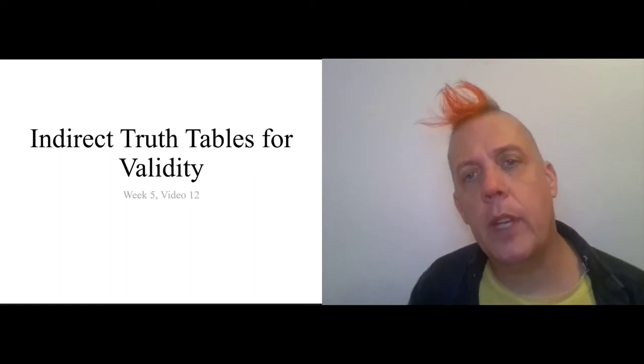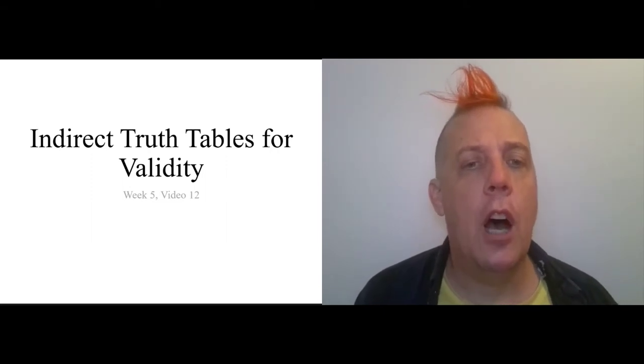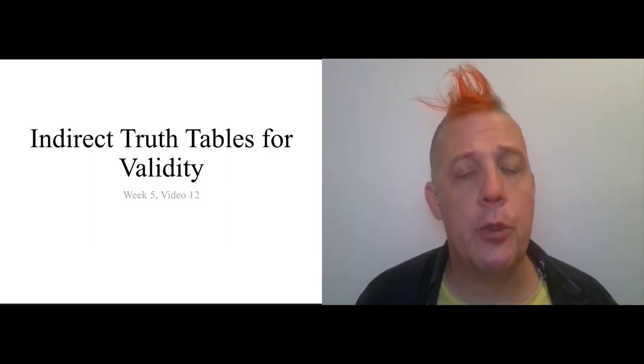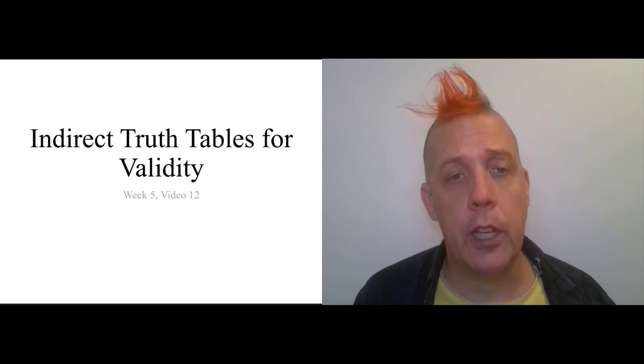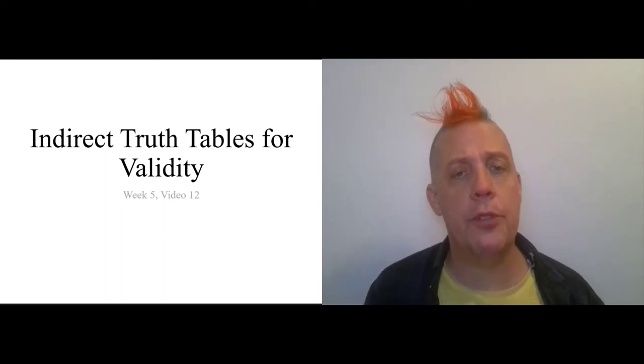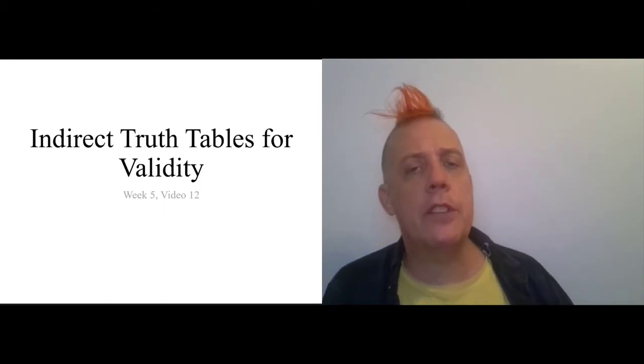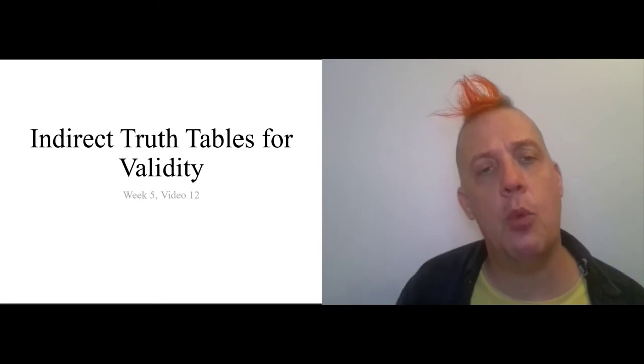All right, so this is a week 5 video. This is our last week on truth tables, our last video on truth tables. And we're going to be covering using indirect truth tables, or sometimes they're called partial truth tables, in order to test for validity. I'm going to give 3 examples to show how this technique works.